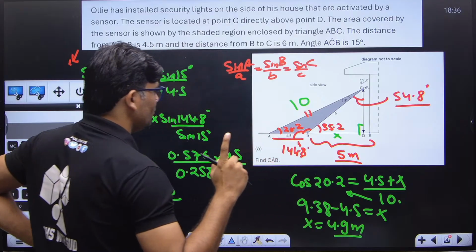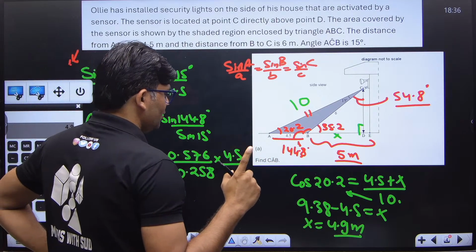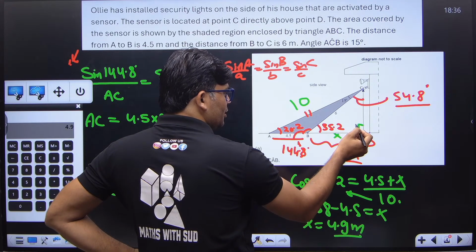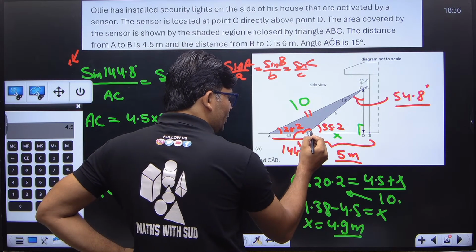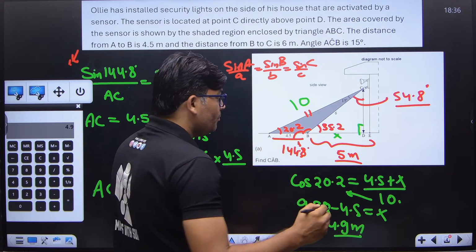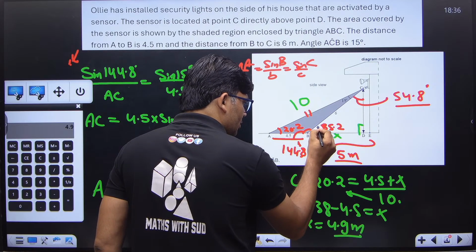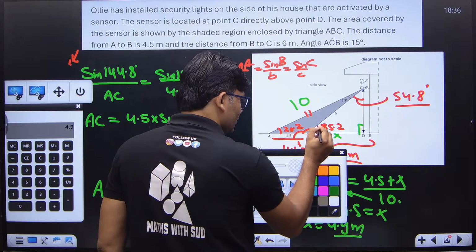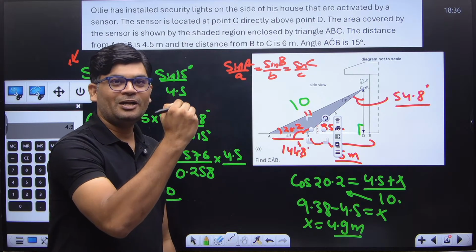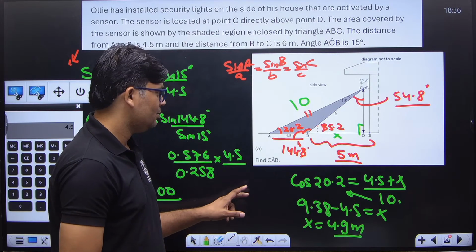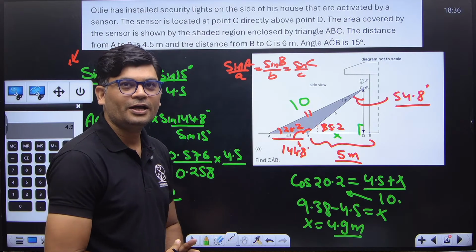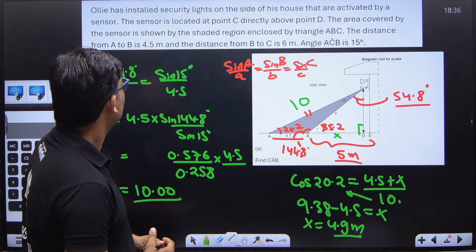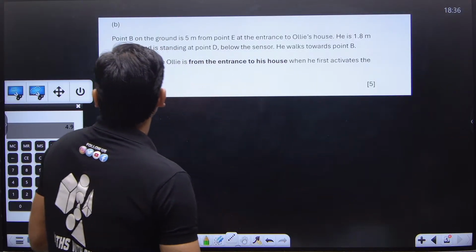No. So there is one more problem, I think. The problem is that suppose the sensor will work when he will not reach point B, but before point B. Because he is tiny, he is 1.8 meters in height. Are you getting it? Yeah. So we have to think like that. Let us see.